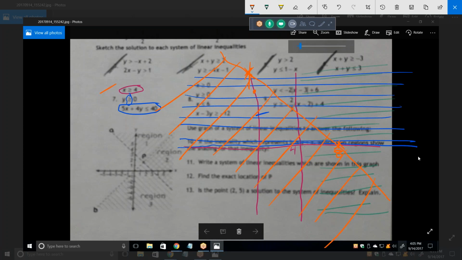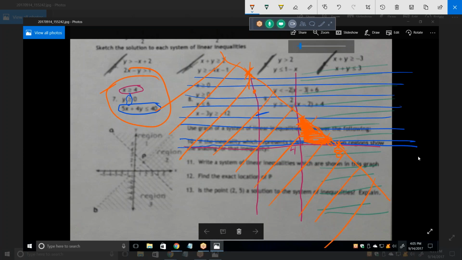Now, what's the region that's common to all three of those? That triangle in the middle, kind of. Like that. Yeah. Okay. And that's the answer to that.